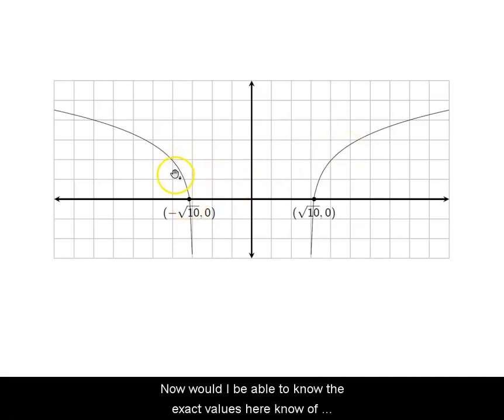Now, would I be able to know the exact values here? No, of course not, right? But I could have drawn this very, very generally. I would have drawn my vertical asymptotes, and I would have said, oh, concave down, right? And I go off up, right? Concave down, I approach my vertical asymptote, and I go off. Now, I wouldn't have the exact values mapped, because here I actually graphed it.